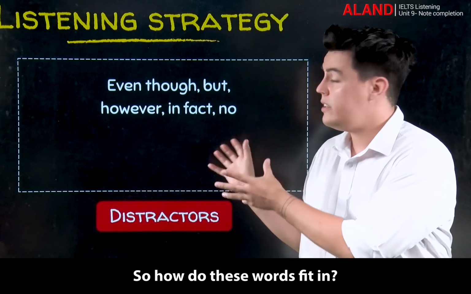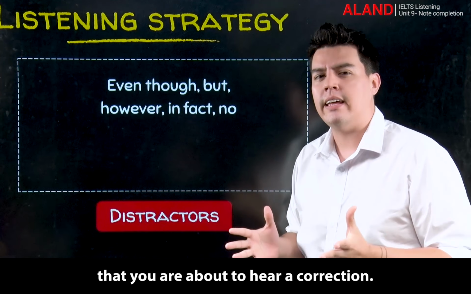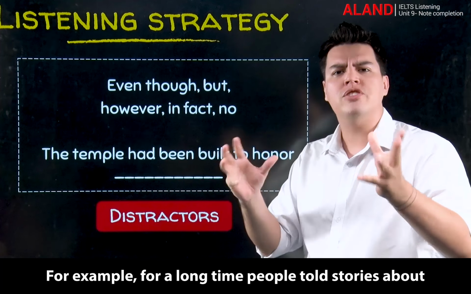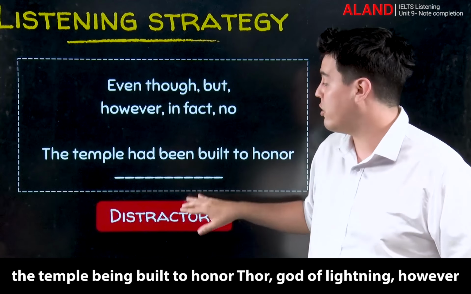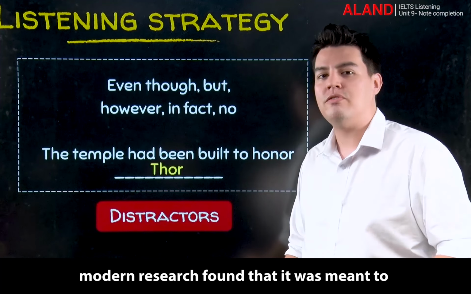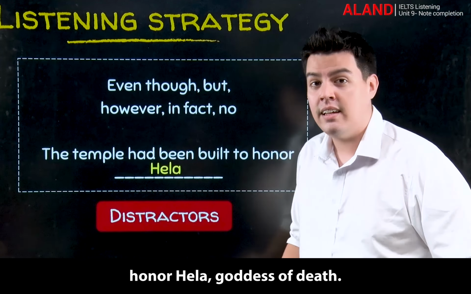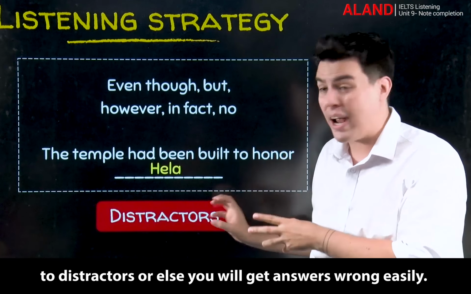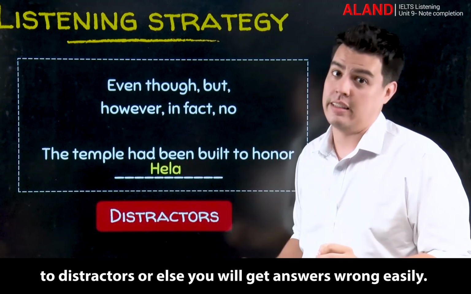So, how do these words fit in? When you hear them, it's very likely that you're about to hear a correction. So for example, for a long time, people told stories about the temple being built to honor Thor, god of lightning. However, modern research found that it was meant to honor Hela, goddess of death. See, this is why you need to pay attention to distractors, or else you will get answers wrong easily.